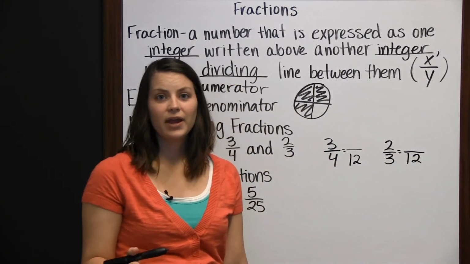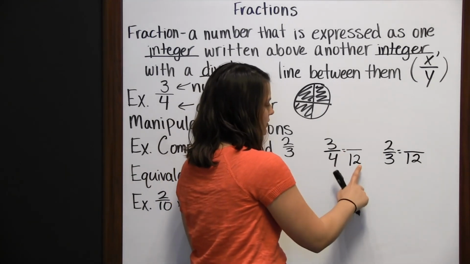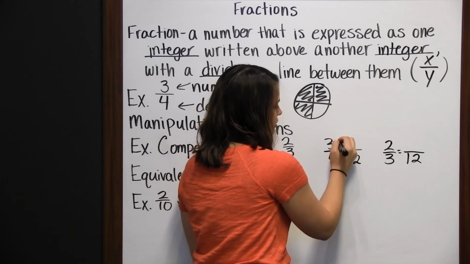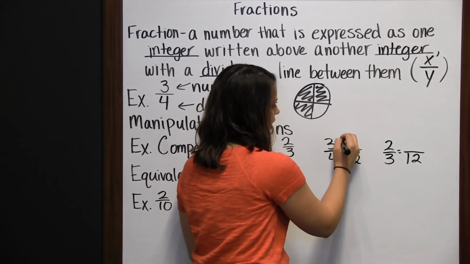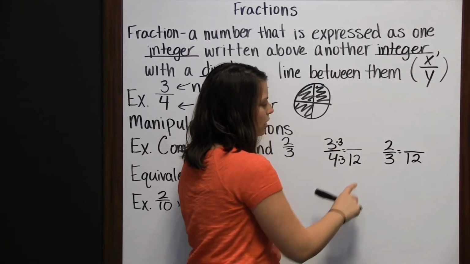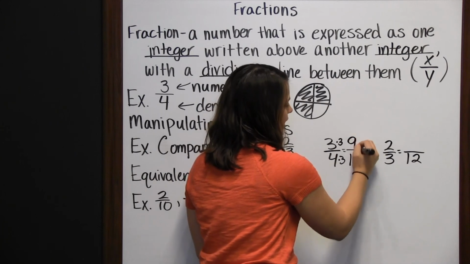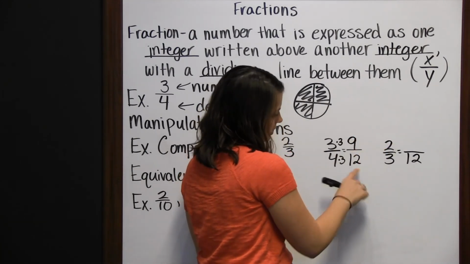What I'm doing is creating an equivalent fraction. 3/4 is equal to something over 12. So I'm going to multiply my numerator and my denominator both by 3 to achieve that denominator of 12. So 3 times 3 is 9. And so our fraction is 9/12.